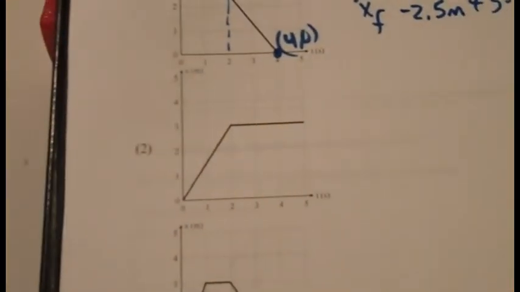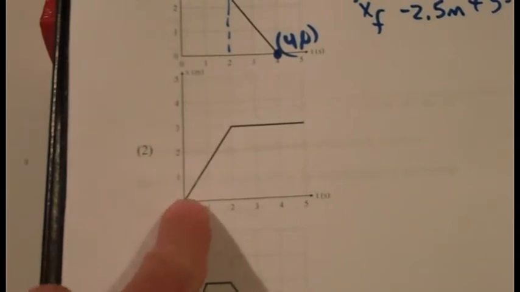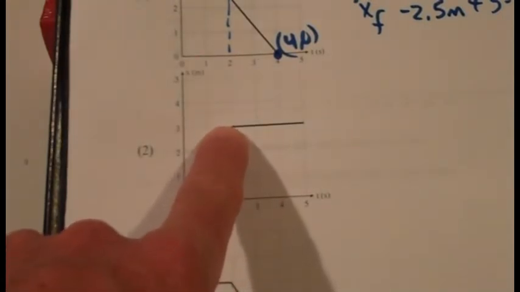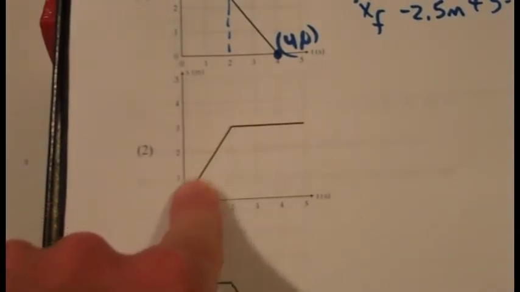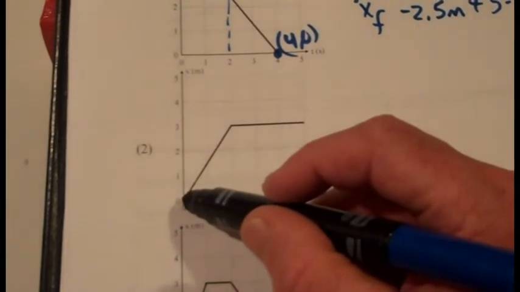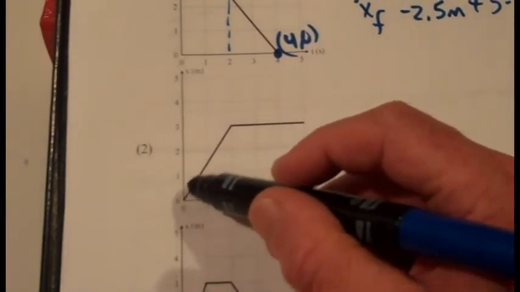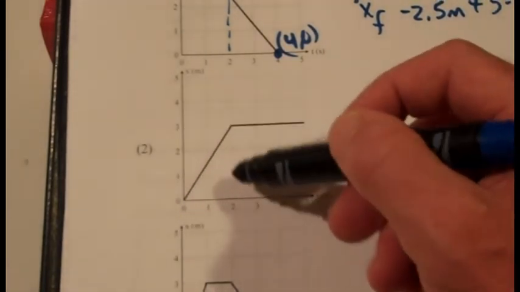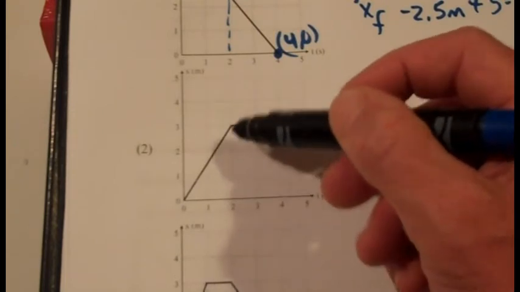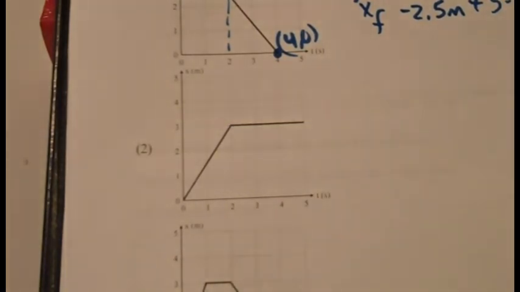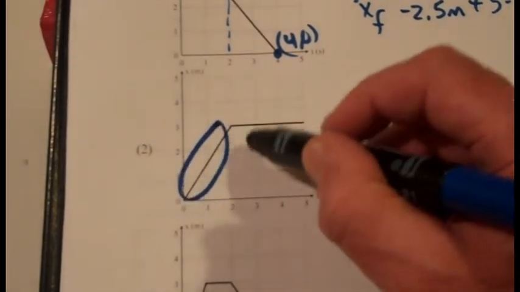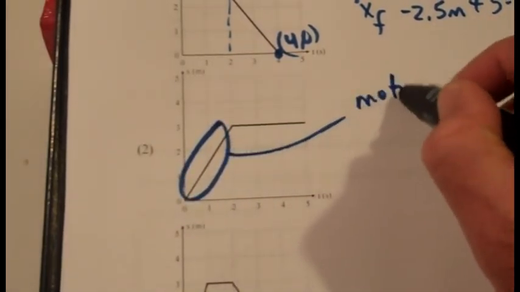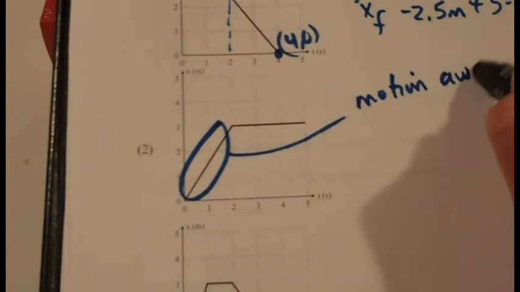Now, take a look at this graph. This is an interesting graph. We have velocity here, and then we have this horizontal line. What would that imply for the object? Well, the object is starting at the reference point. The object then moves 3 meters in 2 seconds. Then the object stays at 3 meters. So this represents motion away from a reference point.